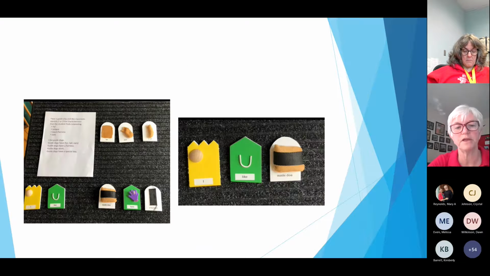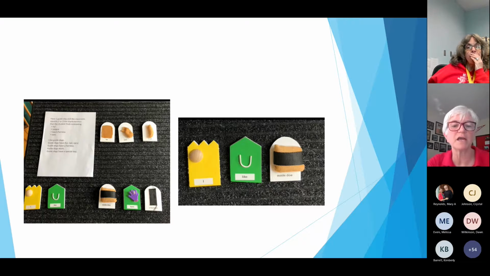And then you might come up with a story about that. So here are the cards I made to go with that. I had an "I like" card, and for this one it was guide dog, but there were some other things I had, like the harness and something for the fur and the ears and the tail, because I thought those would be things they would notice. So I made cards for those. And then I used the "I like" card to make "I like" sentences.